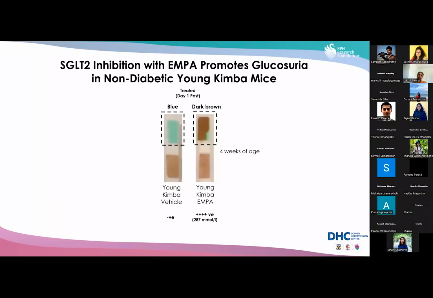So firstly, to determine that our drug is actually working as it does in humans, we made sure that the urine that these mice excrete contains glucose. This was done using a simple dipstick test, as you can see here. In the non-diabetic mice, as indicated by the blue color, there is no presence of glucose in the urine. However, with the EMPA or empagliflozin treated mice, the dark brown color indicates the presence of glucose in the urine in non-diabetic mice. This clearly indicates to us that our drug is working, blocking the glucose transporters in the kidney, excreting glucose into the urine.